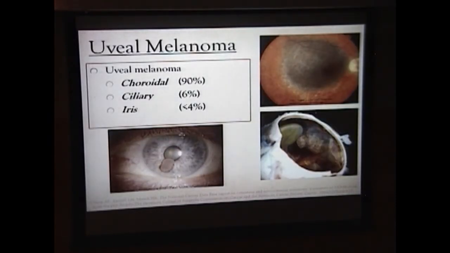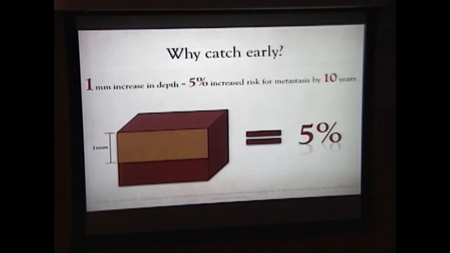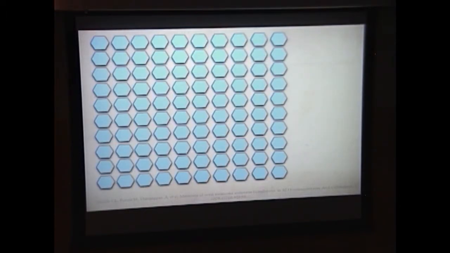The iris is part of the uvea, and if you look at the breakdown of the different malignancies, choroidal melanoma is the most common form of uveal melanoma, and iris melanoma is actually the least common. So if you have an iris melanoma, why is it so important to catch it early? The reason is that with each 1 millimeter increase in depth of iris melanoma, you have an increased rate of metastasis by 5 years. This is a pictorial illustration of iris melanoma and the rate at which they will metastasize after a certain period of time.